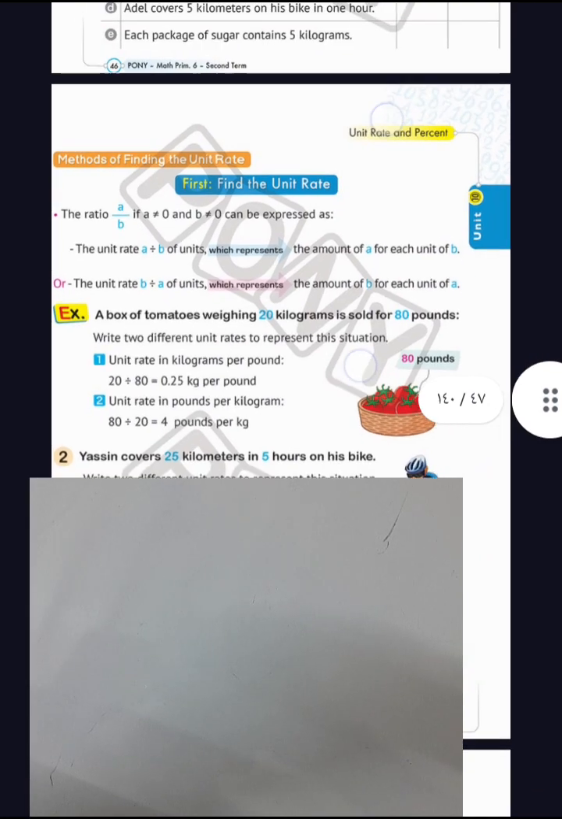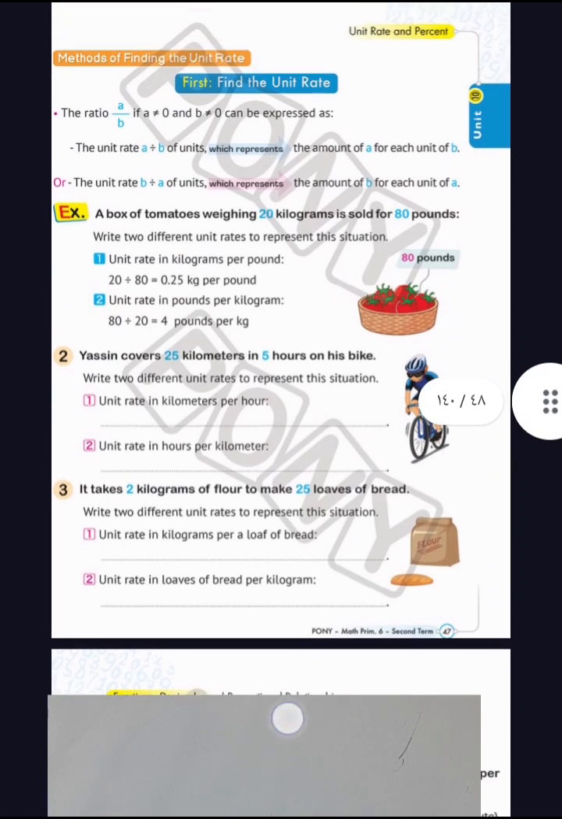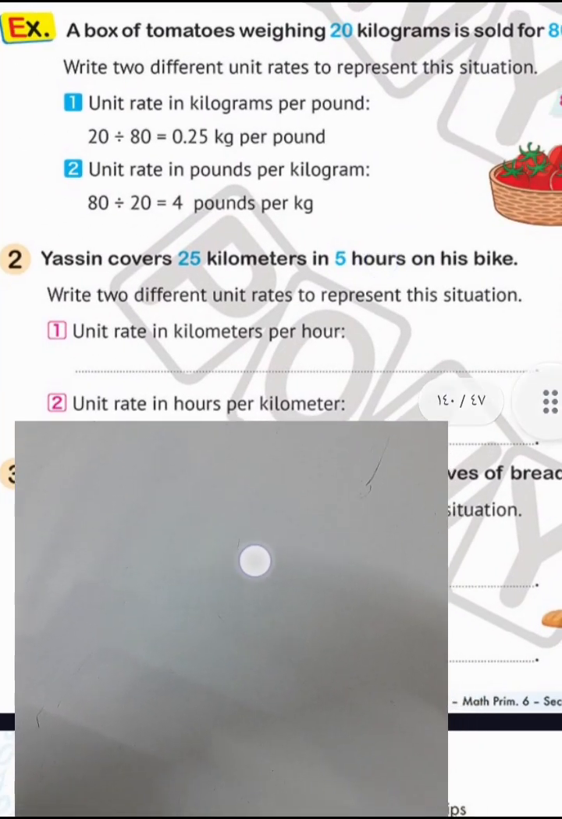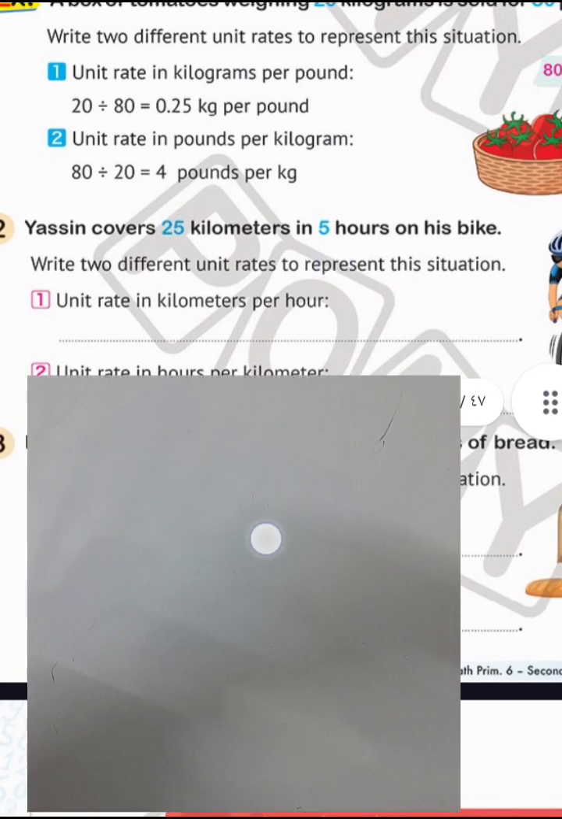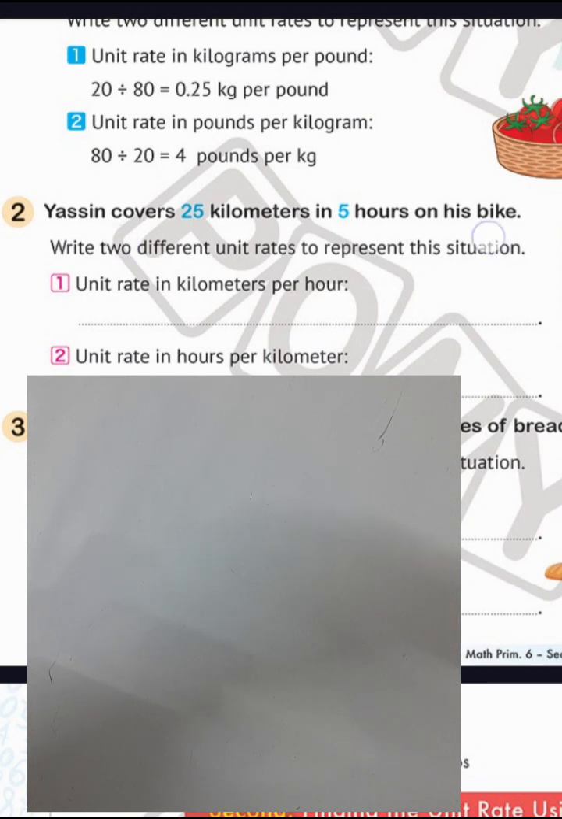Find the unit rate here. Questions. We have question number 2. Yasin covers 25 kilometers in 5 hours on his bike. Write 2 different unit rates to represent this situation.